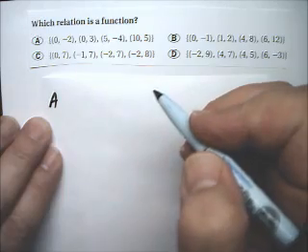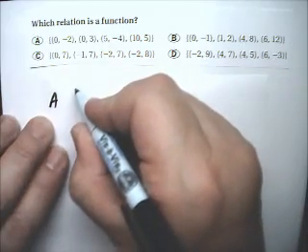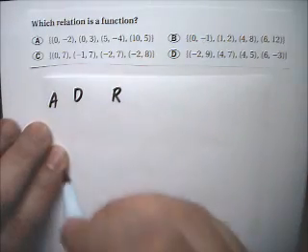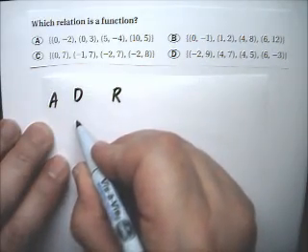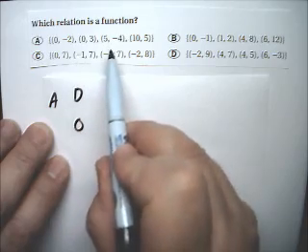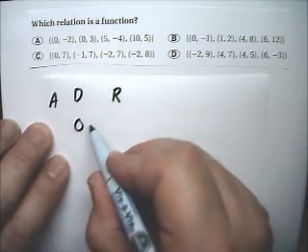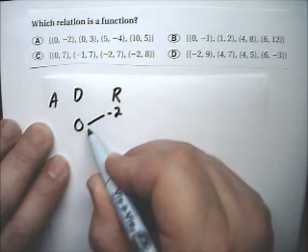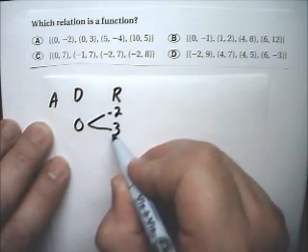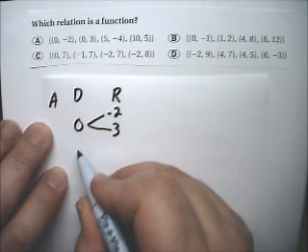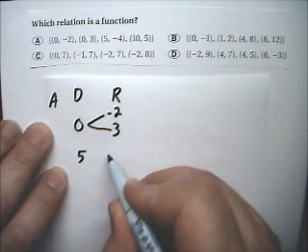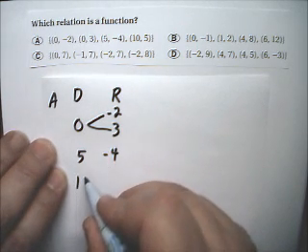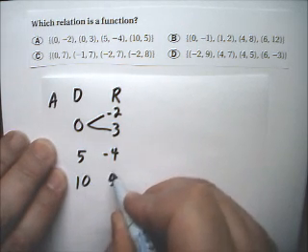So for A, it'll always have to do with the domain and the range. First of all, in A, the domain is 0, 5, and 10. When the domain is 0, sometimes the range is -2, sometimes the range is 3. When the domain is 5, the range is -4. And when the domain is 10, the range is 5.